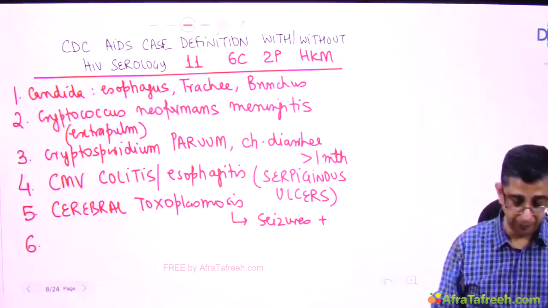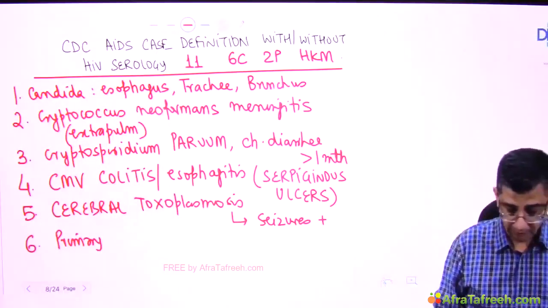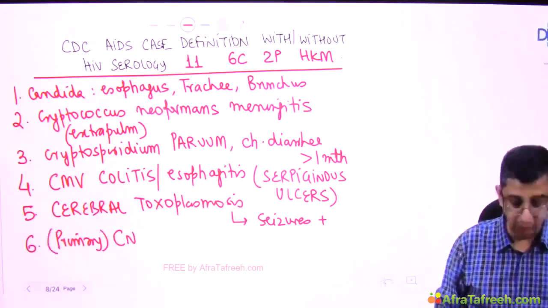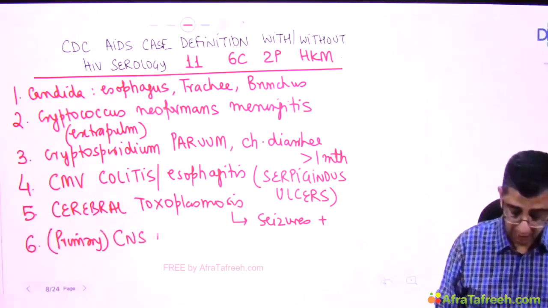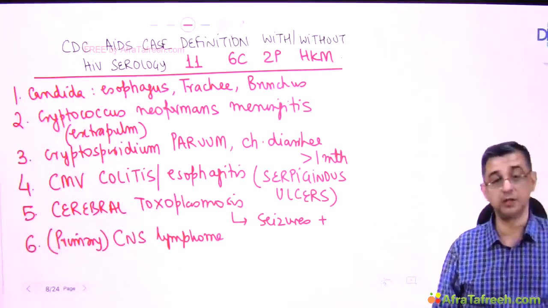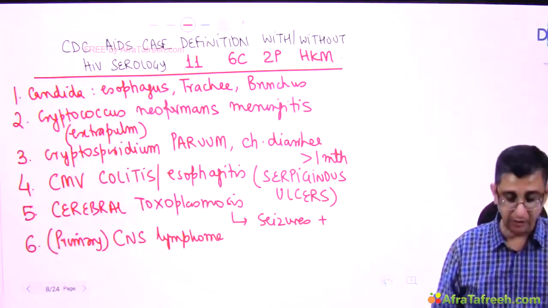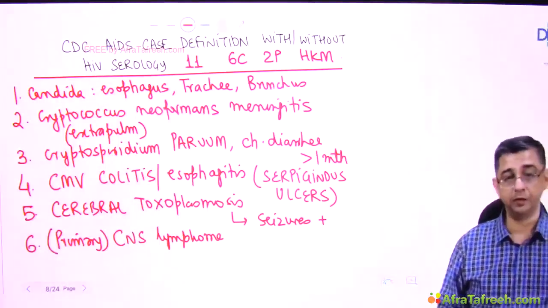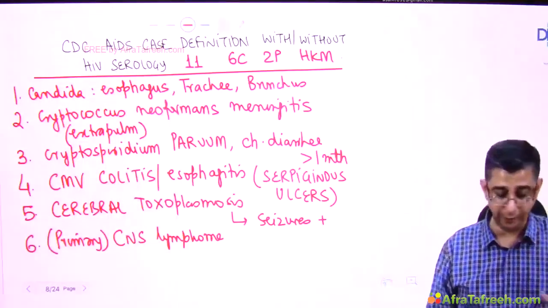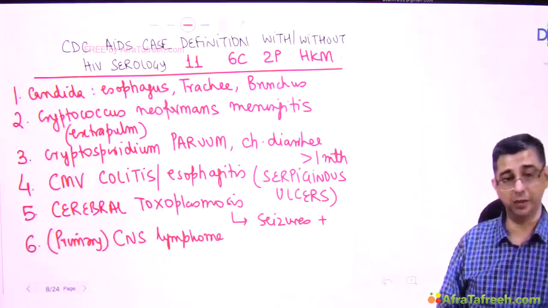Coming to the 6th C, it is a primary CNS lymphoma. So I'm just putting the word primary in brackets at the moment so that you can remember the C's here. Primary CNS lymphoma is a non-Hodgkin's lymphoma. It would be a space-occupying lesion that can again contribute to development of seizures in an AIDS positive patient. So let us revise the 6 C's here. Candida, which is not going to be involving the oral cavity, Cryptococcus, Cryptosporidium, cytomegalovirus, cerebral toxoplasma, and CNS lymphoma.